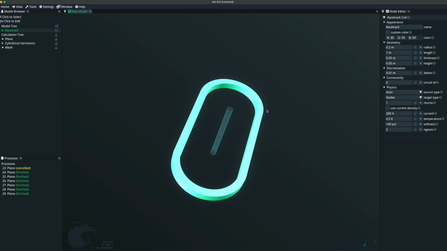For how the multipole method works. In the next video, I'm going to explain the source type. So you can set in the coil, you can change the source type and the target type. And this also can affect the accuracy of your calculations, but that will be the subject of the next video.